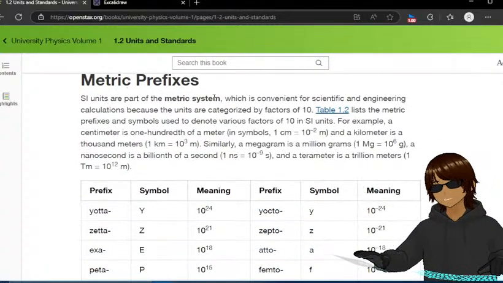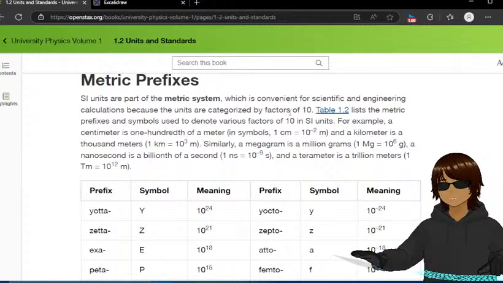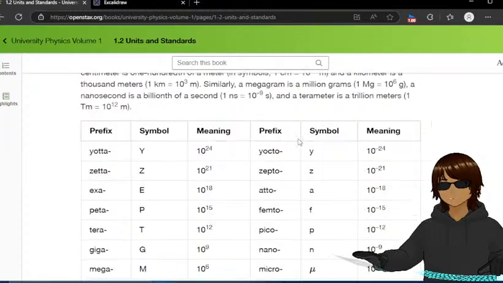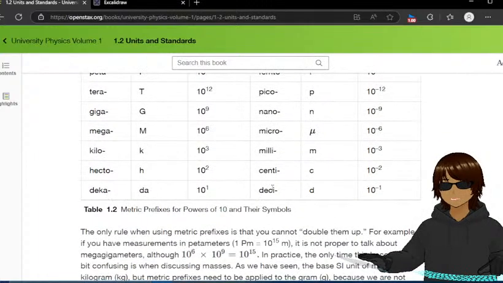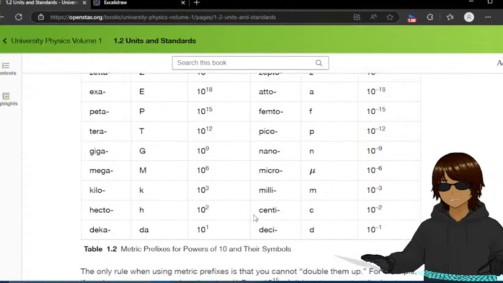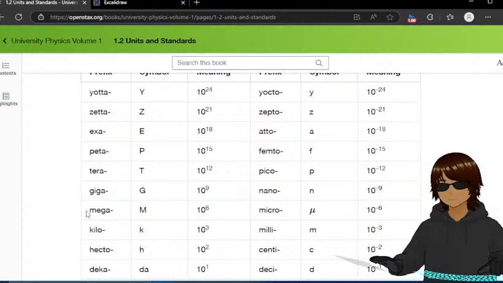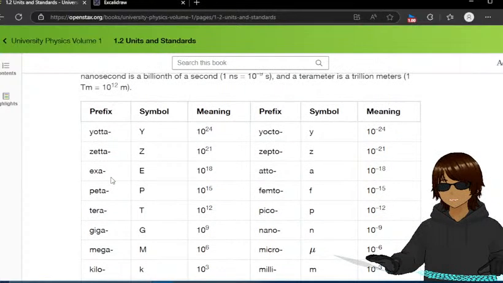SI units are part of the metric system, which is convenient for scientific and engineering calculation because the units are categorized by factors of 10. Table 1.2 lists the metric prefixes and symbols used to denote various factors of 10 in SI units. Yocto is minus 24, yotta is plus 24. Let's see from the bottom: deci, deca, centi, hecto, milli, kilo, micro, mega, peta, tera, exa, atto, zepto, yocto, yotta.